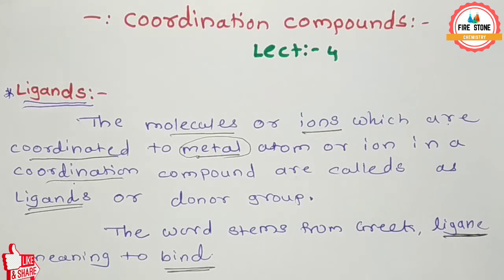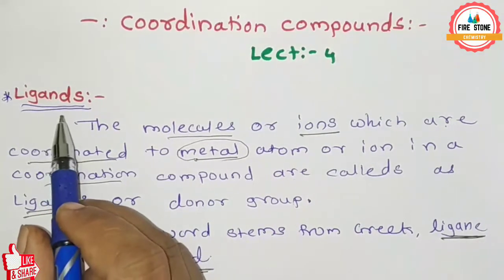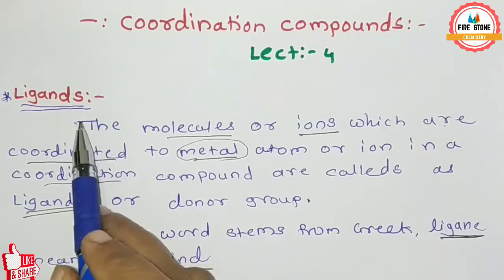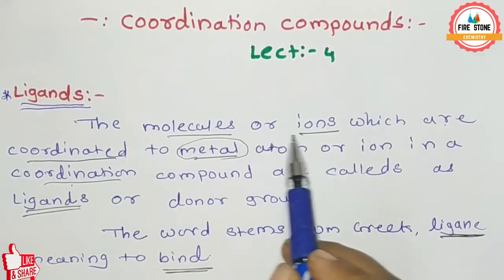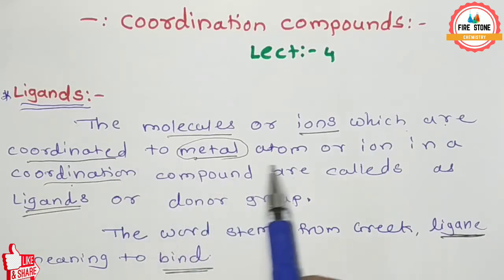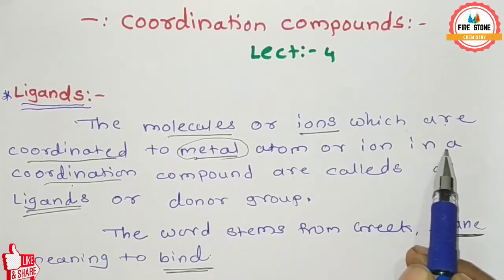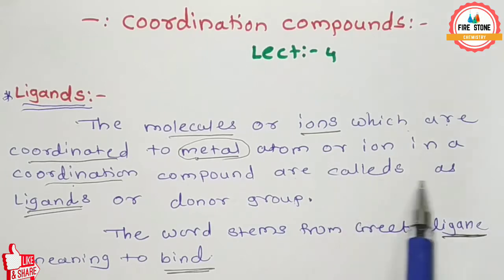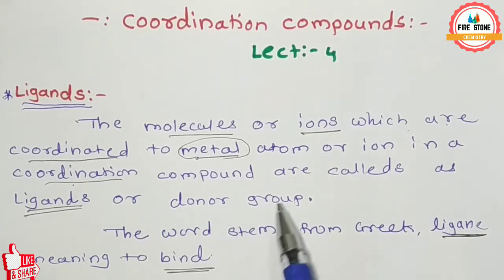So today we are going to start a new concept, that is ligands. Ligands are the molecules or ions which are coordinated to a metal atom or ion in a coordination compound. They are called ligands or donor atoms. That means ligands are the molecules or ions which are coordinated to the metal atom in a coordination compound, so they are called ligands, or donor groups.